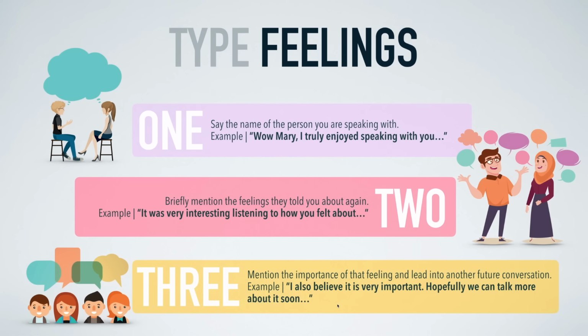So in the last one, I gave an experience. You said, Tiff, it's interesting that you and your sister sang together. You were listening. Good. Now with the feelings, same thing. Briefly mention the feelings they talked about. And then finally, mention the importance of that feeling and lead into another future conversation. I also believe it is very important. Hopefully, we can talk more about it soon. So you see 3 steps here. Mention their name, mention the feelings they addressed, and finally, acknowledge the importance and the future. Hey, I'd like to keep talking about this more. All right. The 3 steps for ending a conversation about feelings.